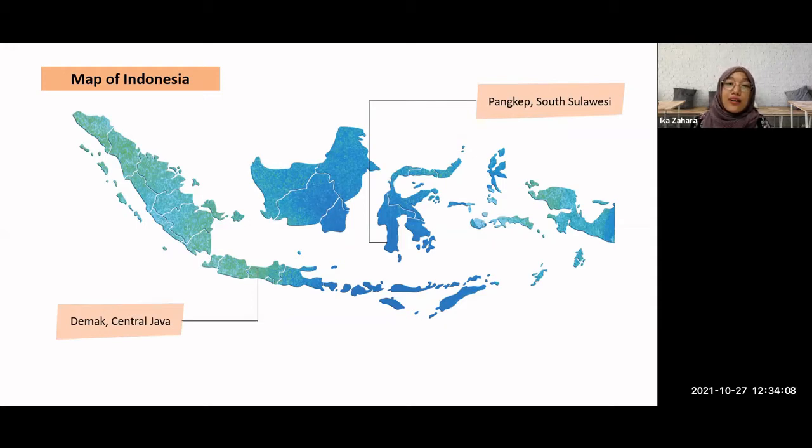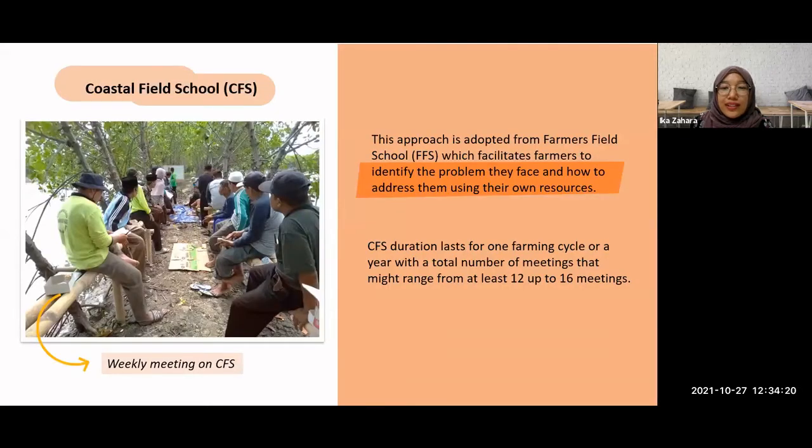Both regions have a reach of mangrove forests, and that's why the Coastal Field School is located in these two. And what is actually CFS, or Coastal Field School? Basically, the framework of this CFS is adopted from FFS, or Farmer Field School.